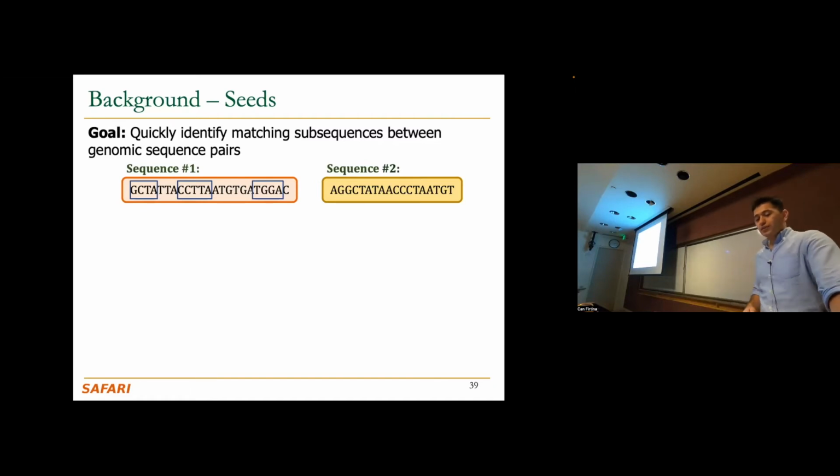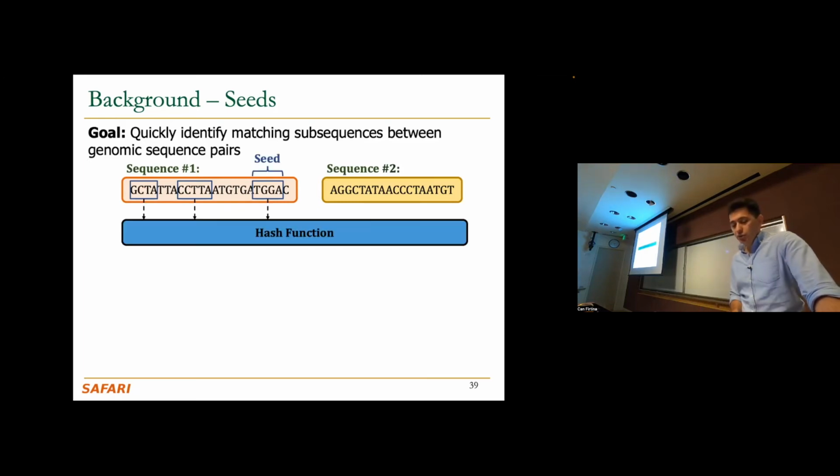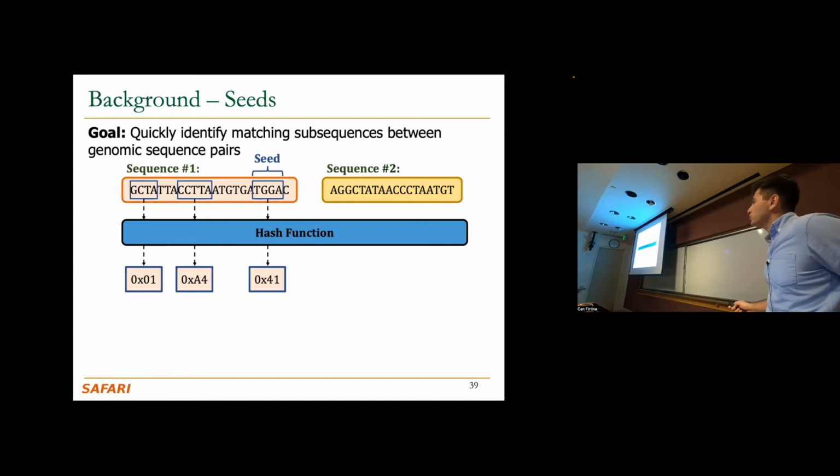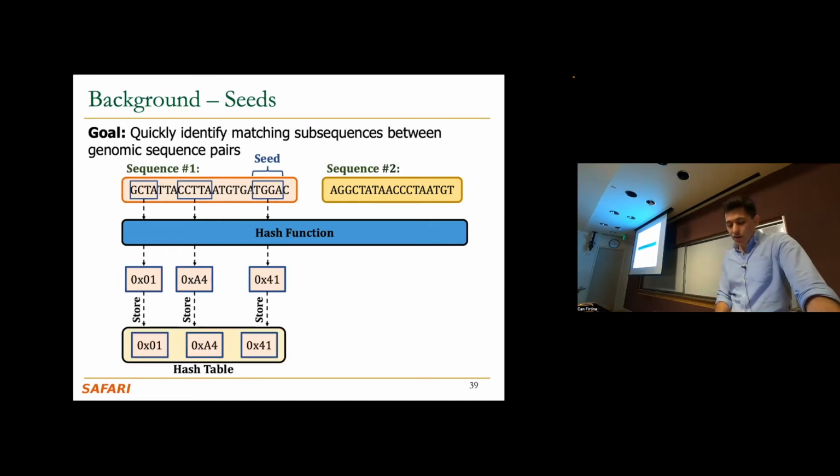How we usually start in read mapping or for seeding applications is that we identify some short subsequences within one of these sequences. Identifying these short subsequences is known as seeding. You could be using any seeding approach that you prefer, and these are called seeds. What you do is use any hash function with a low collision rate to generate the hash values of these seeds, such that we can store them in a hash table. This is one of the most common ways of doing it, and this complete step is called indexing.